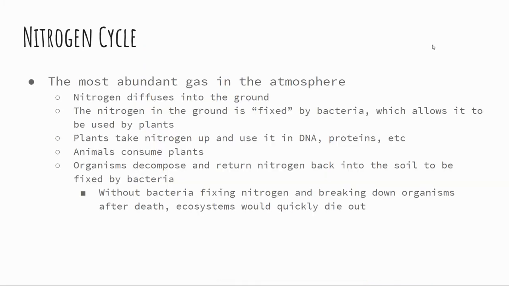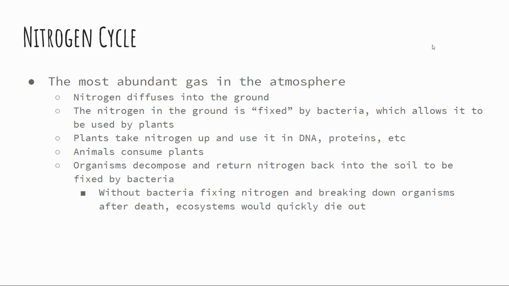Nitrogen cycle is very similar. So nitrogen is the most abundant gas in the atmosphere. So nitrogen diffuses into the ground, and nitrogen in the ground has to be fixed by bacteria. And we talked about fixation of nitrogen a while back, and this is taking inorganic nitrogen and making it organic. So this is taking nitrogen in the ground that plants can't use, fixing it so that plants can use it.